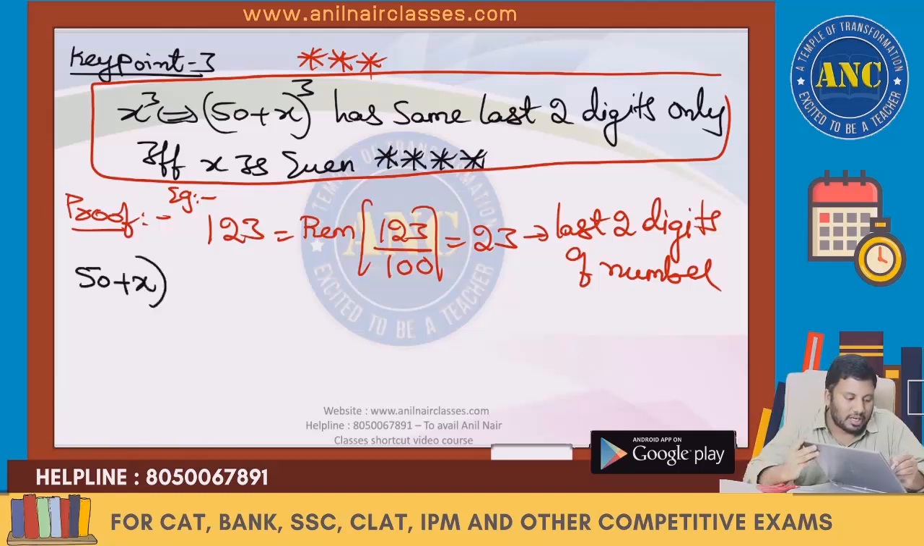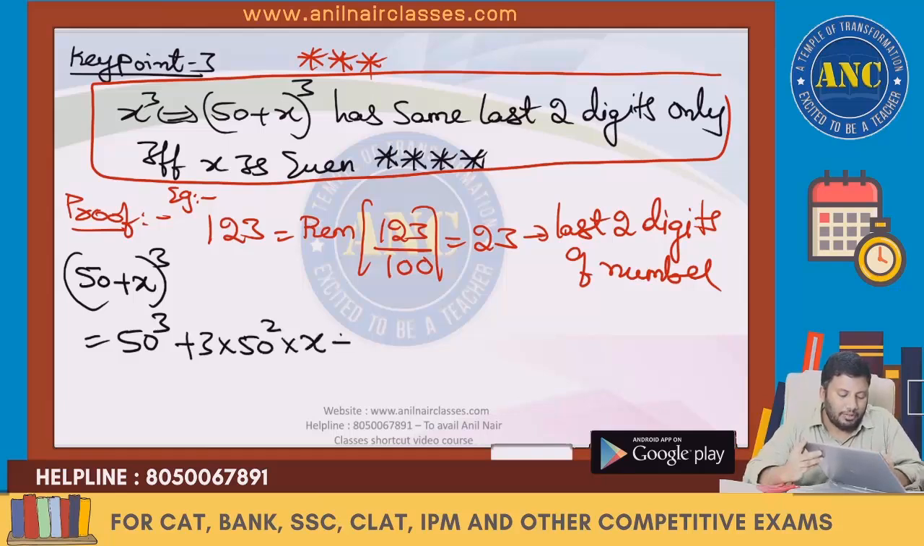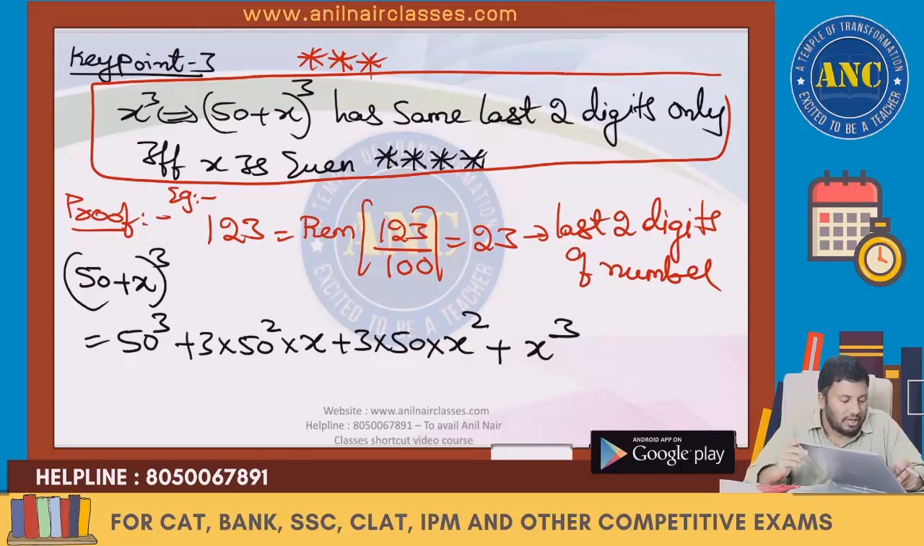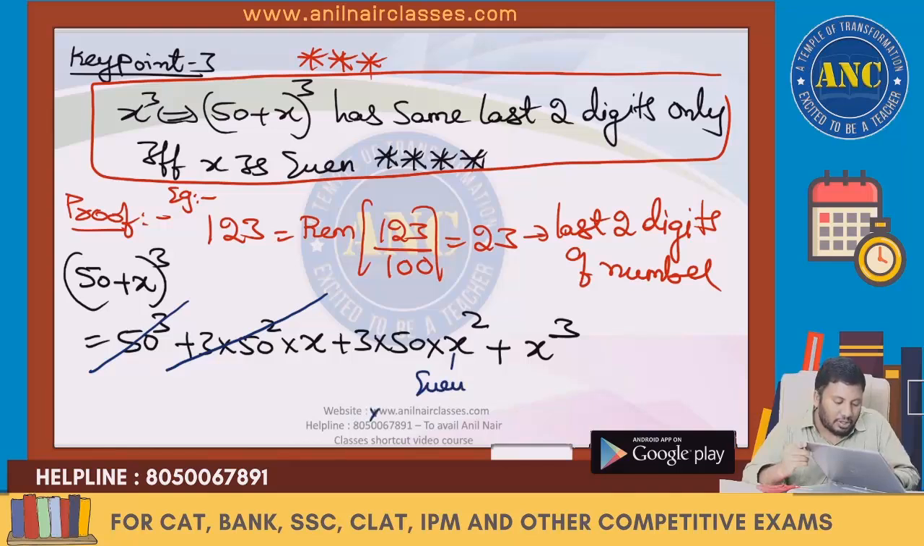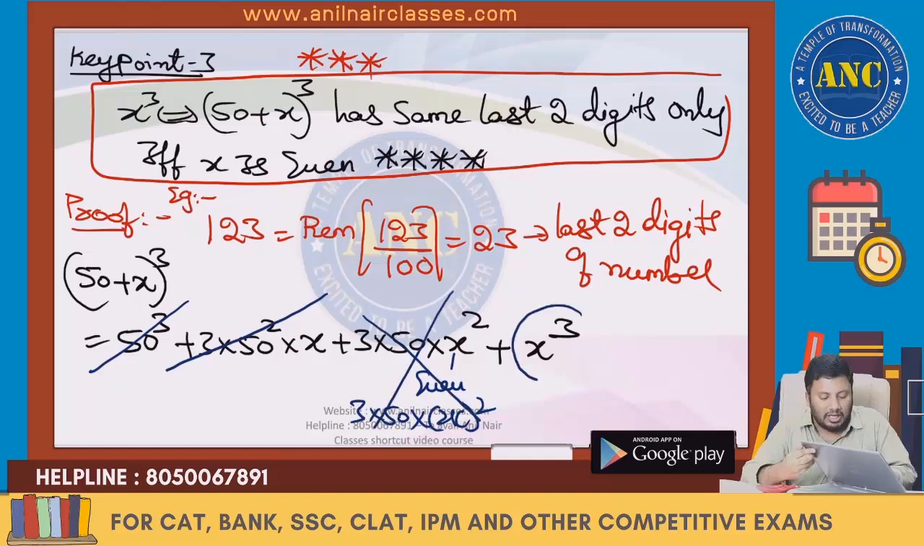So (50 + x) whole cubed, (a + b) whole cubed, is a cubed, 3a squared b, 3ab squared, and next is b cubed. Now if you observe, 50 cubed is divisible by 100. 3 into 50 squared is divisible by 100. X is an even number, say 2k. 3 into 50 into (2k) whole squared, 4 into 50 is divisible by 100. What is left? x cubed. Very, very important point.